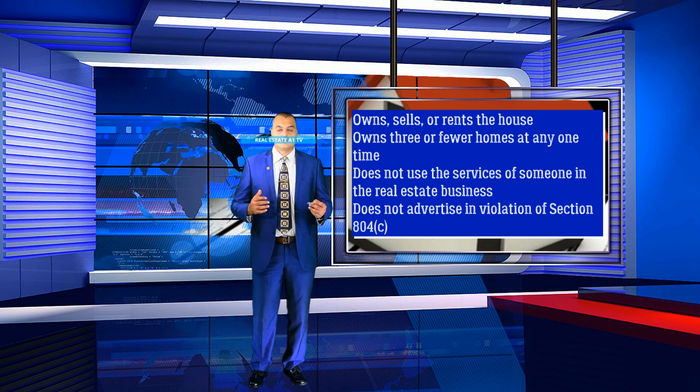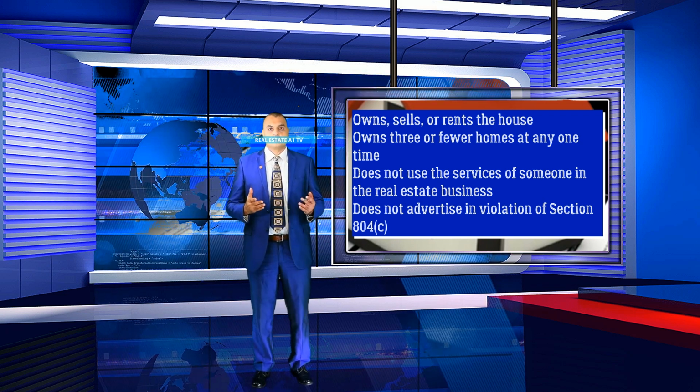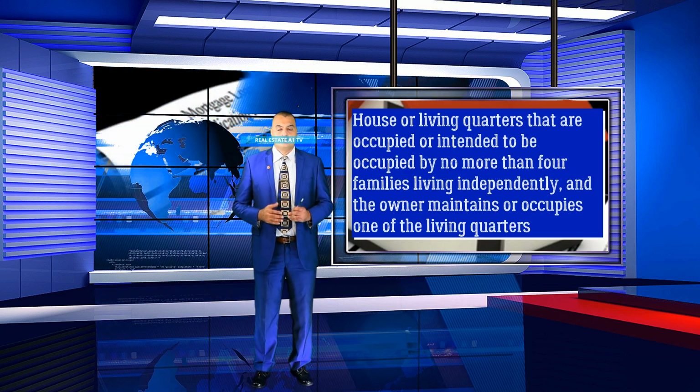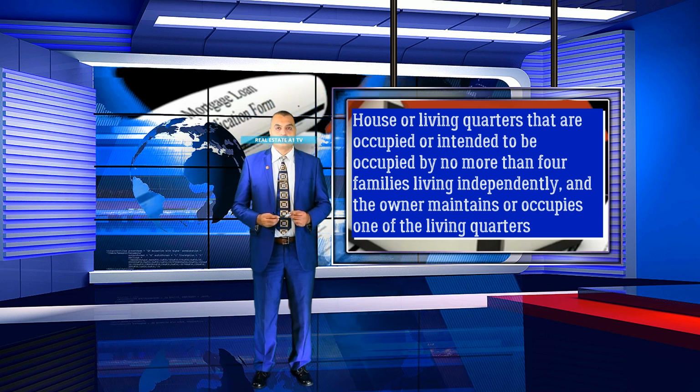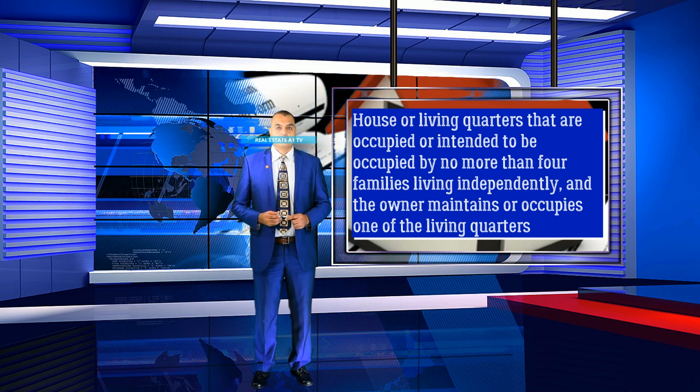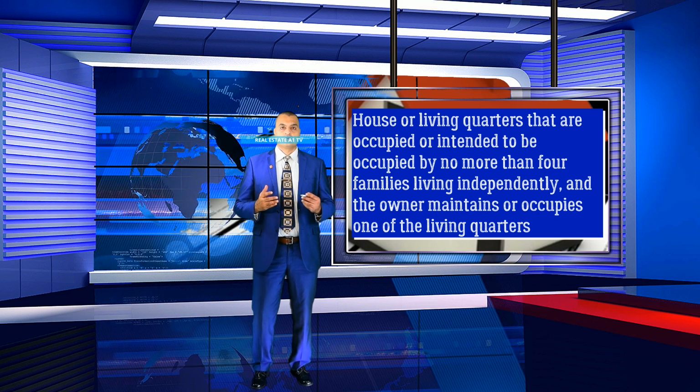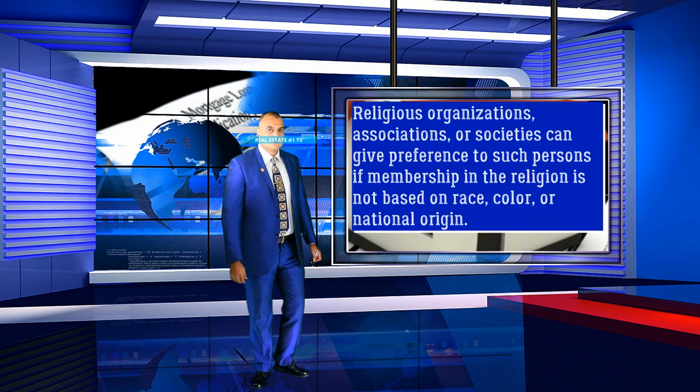Does not advertise in violation of Section 804(c). House or living quarters that are occupied or intended to be occupied by no more than 4 families living independently, and the owner maintains or occupies one of the living quarters. Owner-occupied duplexes are eligible for the exemption.